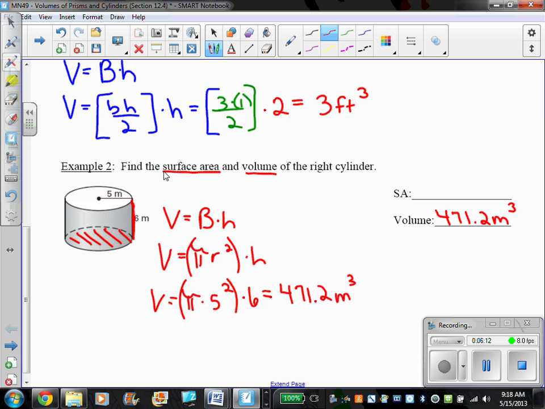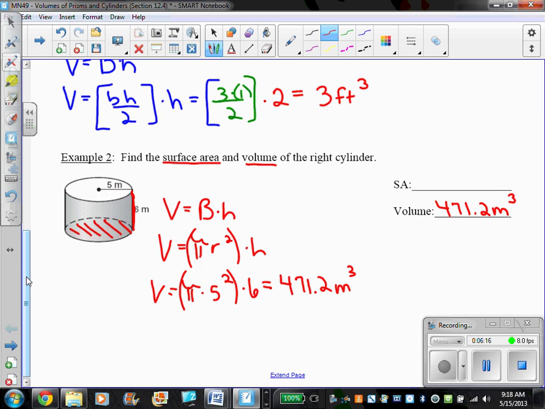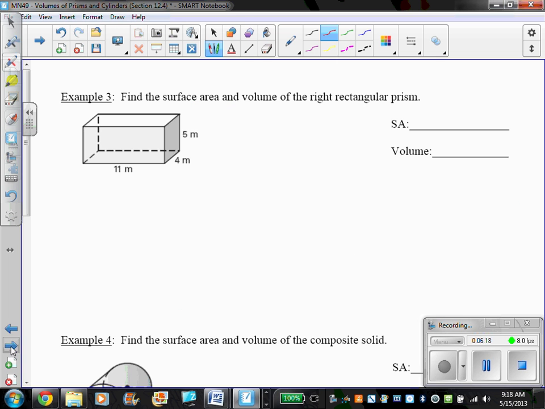Okay, so again, really the volume is just find the area of the base and then multiply it by the height. A lot of students find the volume much easier than the surface area. At least it's not as time consuming. Example number 3, we find the surface area. Again, that's going to be on you, and you're going to show that to me done tomorrow in class. And the volume is what we're going to be working on.